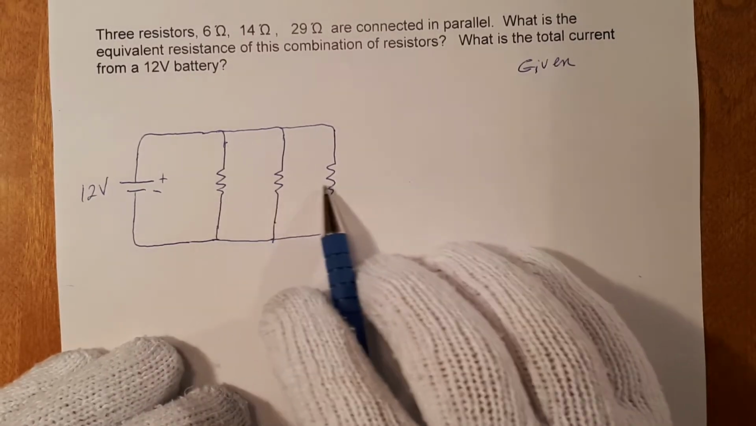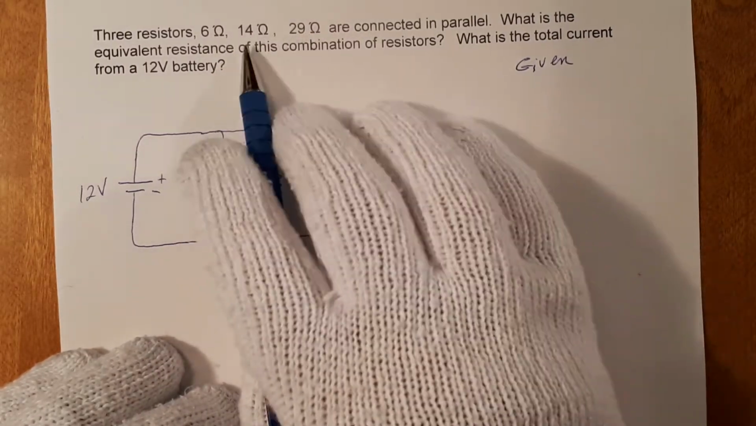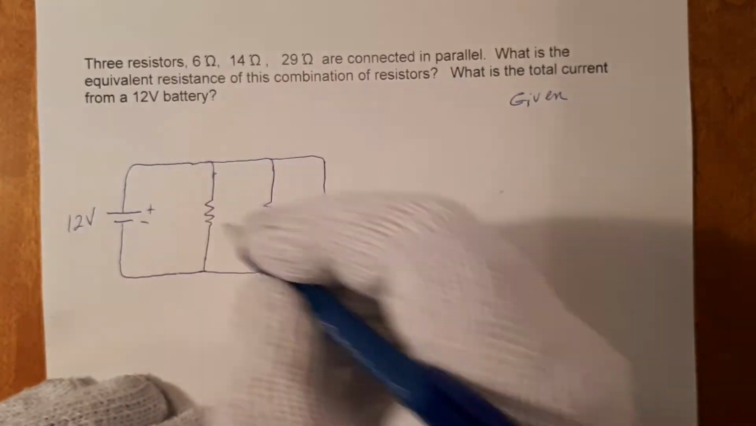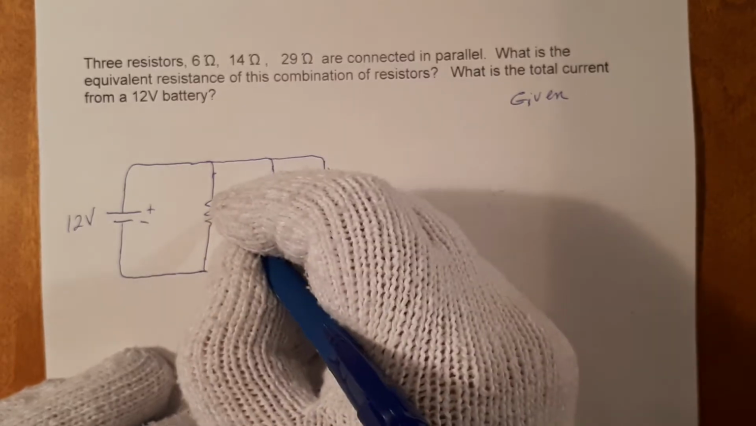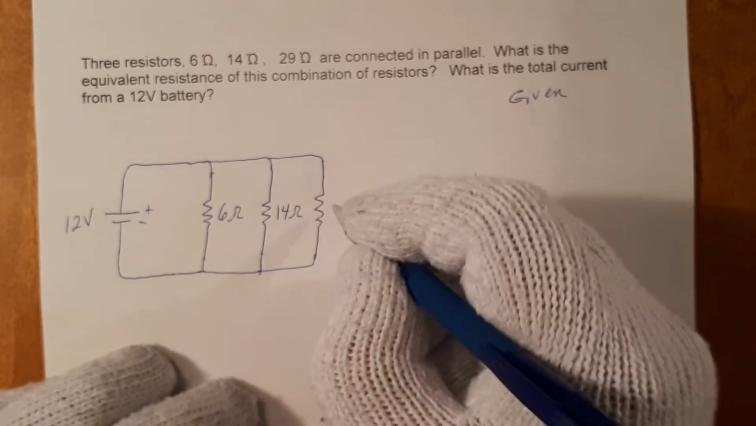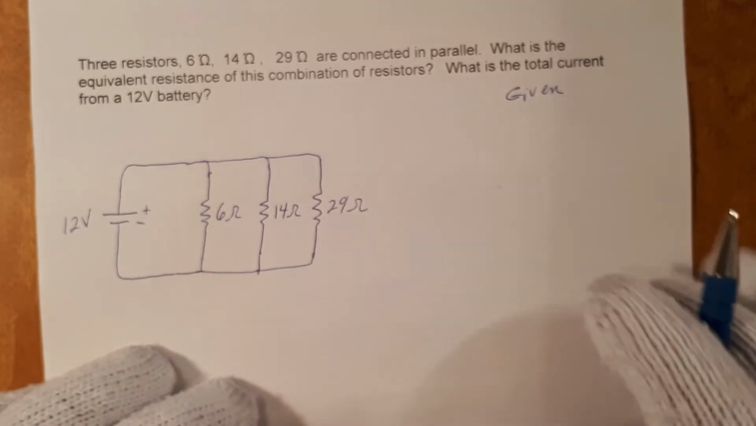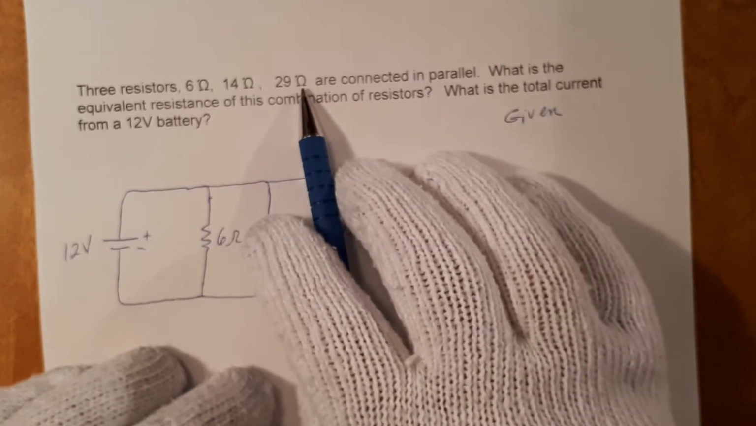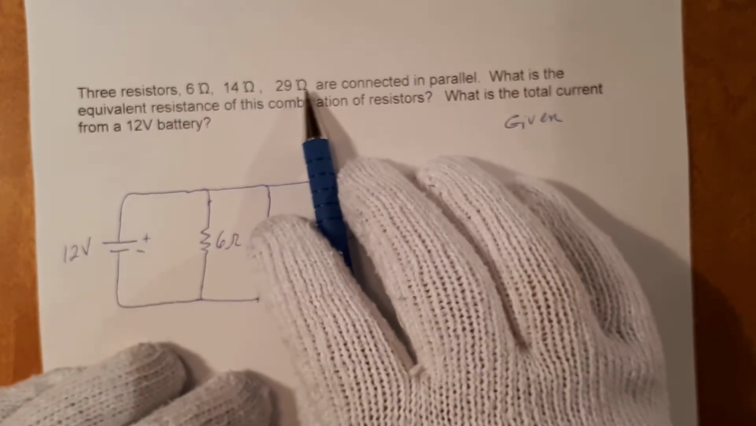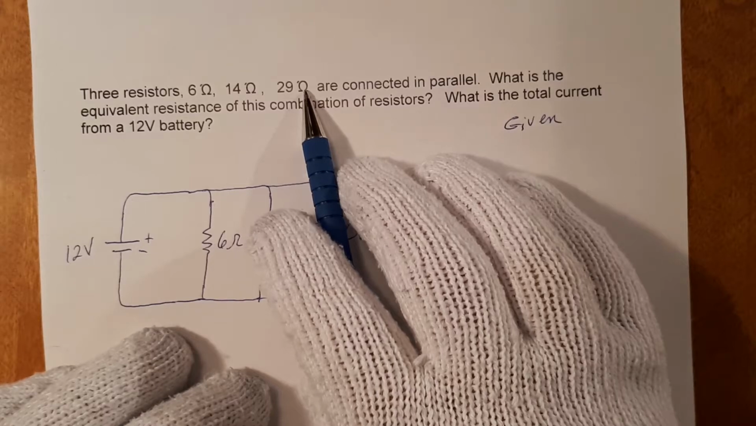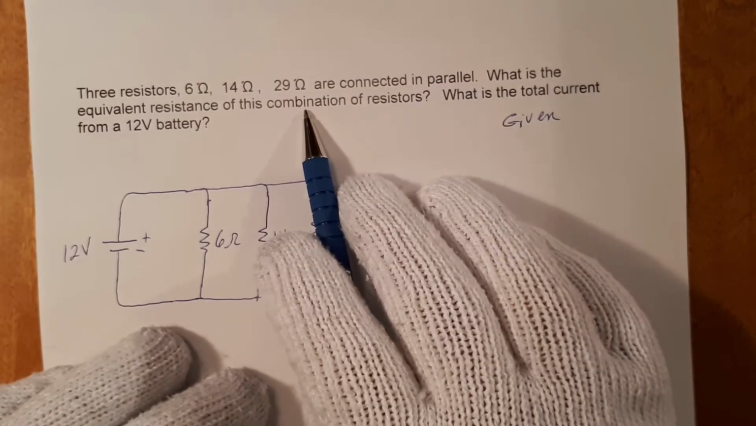Going to give each one here a value. It doesn't matter what order we're going to put them in for our purposes. So let's go in this order right here. So this one has a resistance of 6 ohms and 14 ohms and 29 ohms. And this symbol here, that's omega. It's the last letter in the Greek alphabet, omega. And it's pronounced ohm, after George Ohm. Value of resistance.